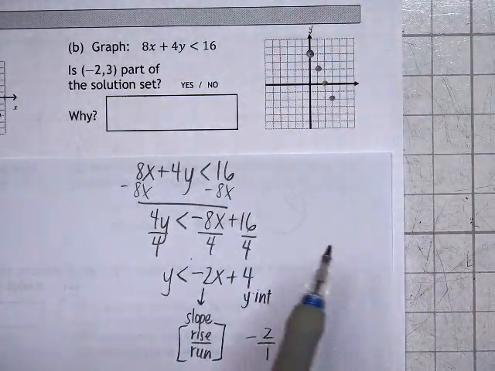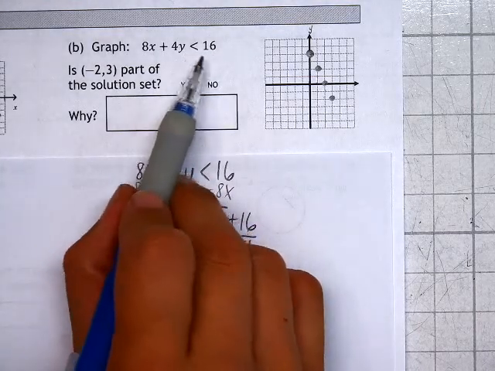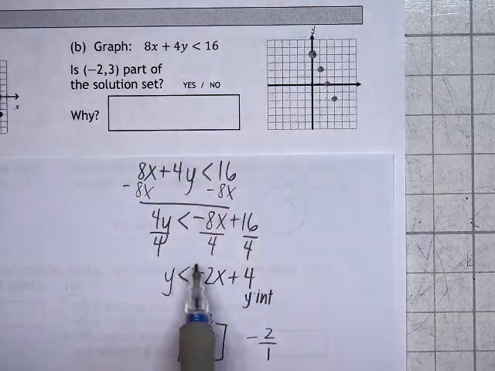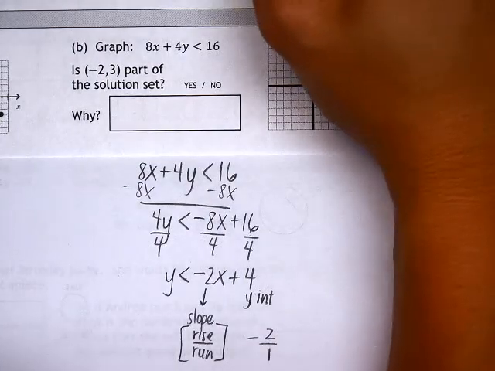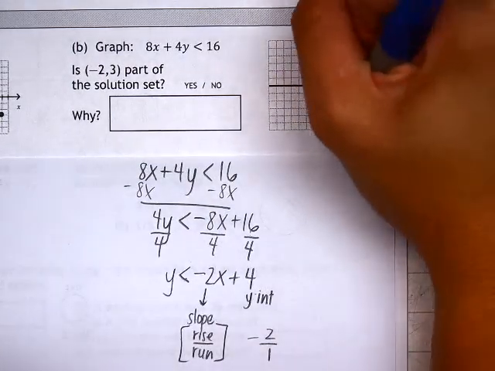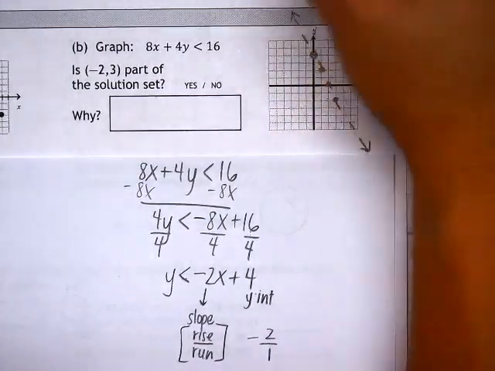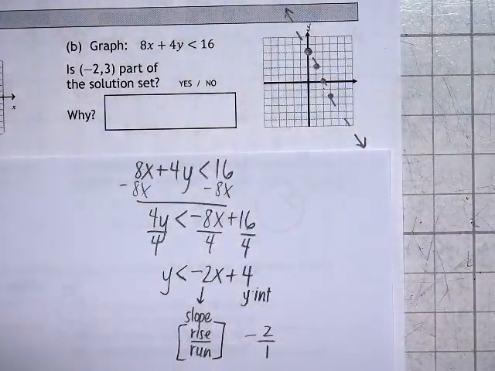Before we draw the line, we do need to consult our inequality. This was a less than. So to make sure, we need to use a dotted line to indicate less than, not less than or equal to. There's no little line underneath the inequality.